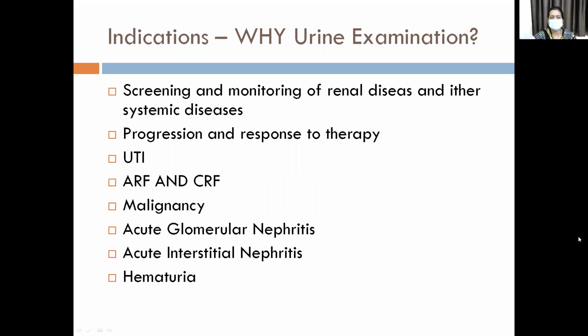The progression and response to therapy, urinary tract infections, there can be burning micturition, right? There will be an urge to micturate, and then itching will be there, burning will be there, all these symptoms of urinary tract infection. The color will be concentrated, so there will be variation of the normal urine output, so that we can think of some systemic disease or a renal disease or the disease pertaining to anything in the flow tract, right? ARF, CRF, malignancy, acute glomerulonephritis, acute interstitial nephritis, and hematuria.